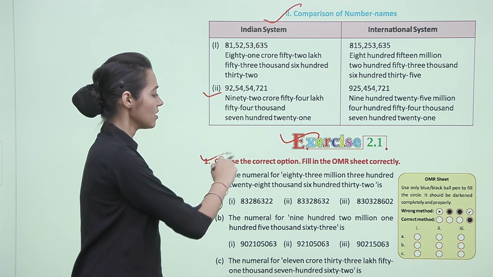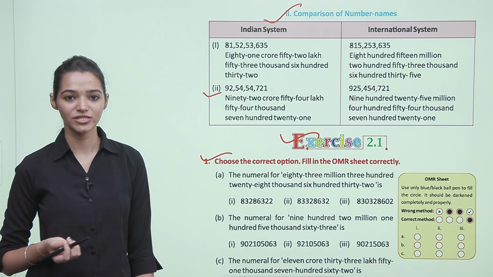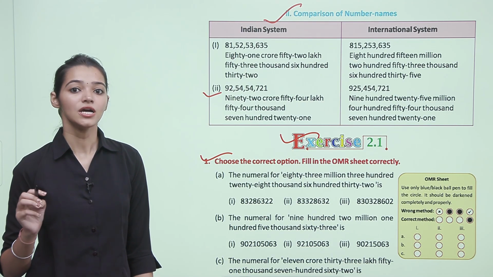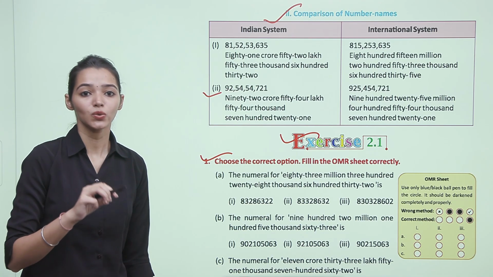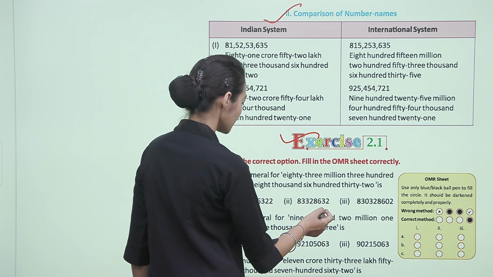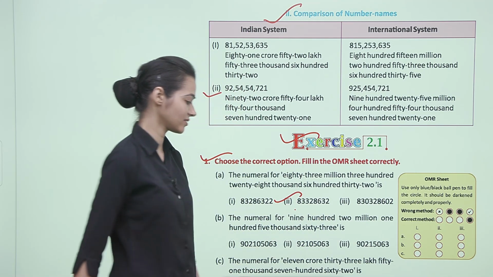Now let's look at exercise 2.1. In the first part, we have to choose the correct option and fill in the OMR sheet correctly. The numeral 483,228,632. So this one is our correct answer.